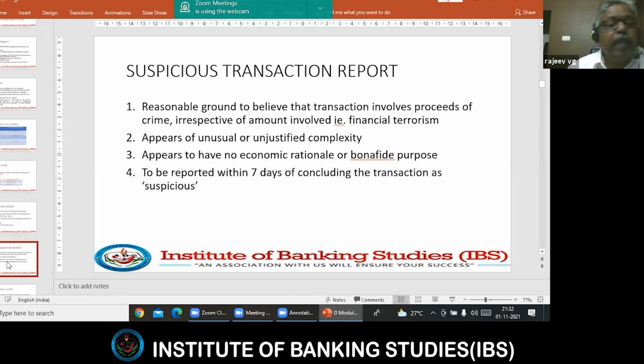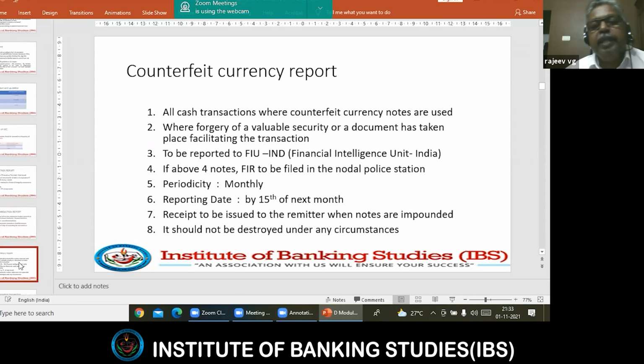That also has to be submitted to the FIU-IND within 7 days of concluding the transaction as suspicious. So after making the preliminary inquiries, you may still have doubt, and so you decide that it is a suspicious transaction. Then within 7 days, but for that conclusion, you cannot take inordinately long periods because you may not be able to justify the delay. So whenever you conclude, at the earliest opportunity, you have to report it to FIU-IND.